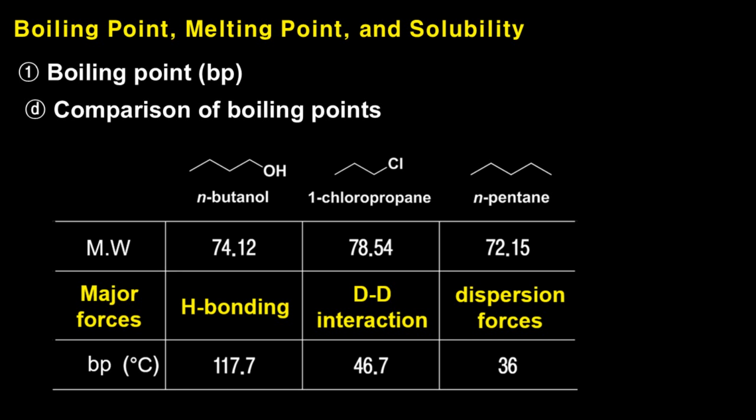Now, 1-chloropropane has a boiling point of 46.7 degrees. It has dipole-dipole interactions, which are weaker than hydrogen bonds but stronger than dispersion forces, so its boiling point lands in the middle. And finally, N-pentane only has dispersion forces, the weakest type. That's why it boils at just 36 degrees Celsius, the lowest among the three. So this trend really shows us that the stronger the intermolecular forces, the higher the boiling point.